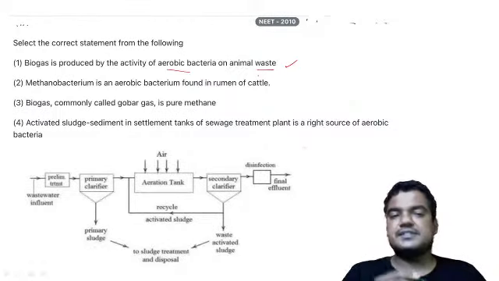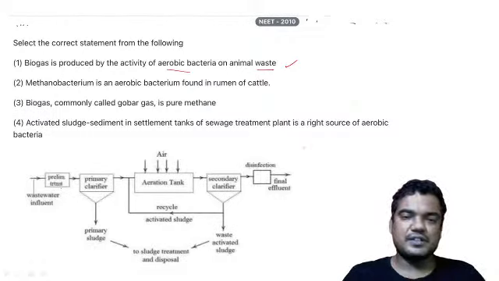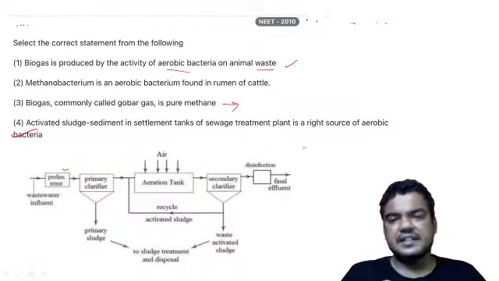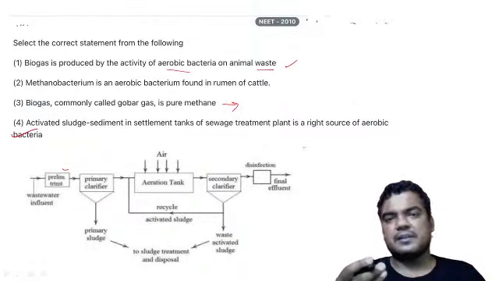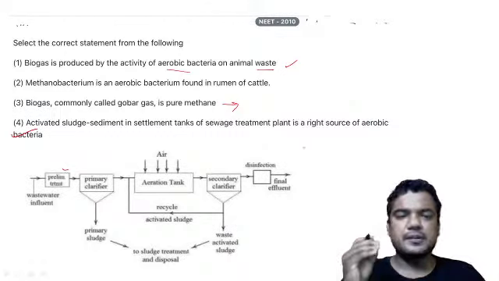For this question, the right statement is the fourth one. If you see biogas, commonly called gobar gas, it doesn't contain completely methane. In that biogas we see carbon dioxide, and we also see some hydrogen sulfide. So it's not completely pure methane.